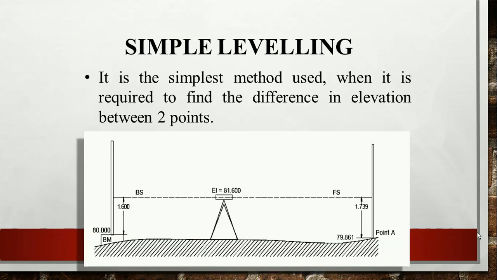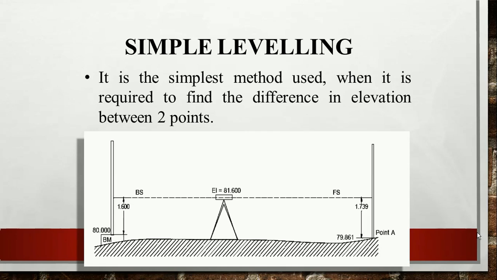So number 1, I will brief, that is the simple leveling. It is the very simplest method, used when it is required to find the difference in elevation between 2 points, right? So as you all can see, there is a station benchmark and there is a station point A, right? With reference to this benchmark, you have to find out the elevation or reduced level of point A, right?